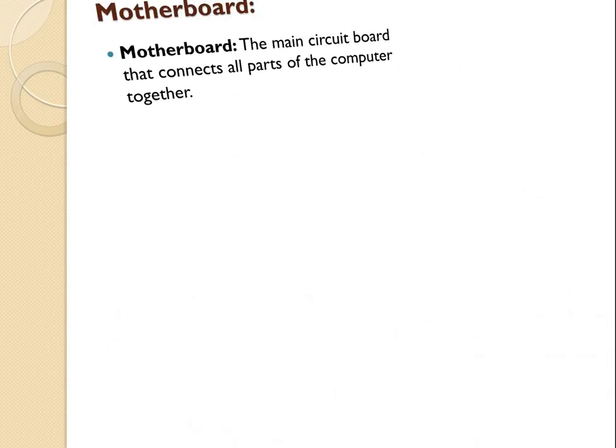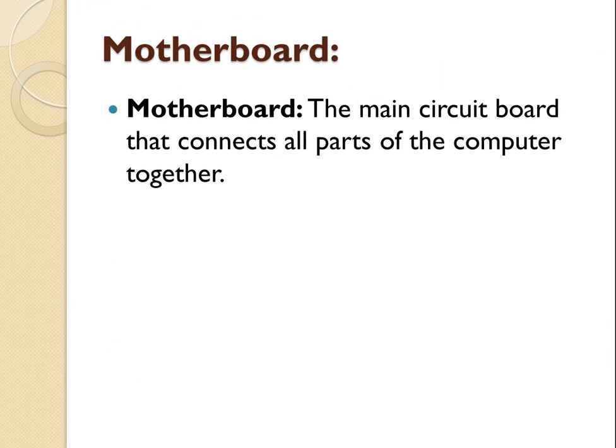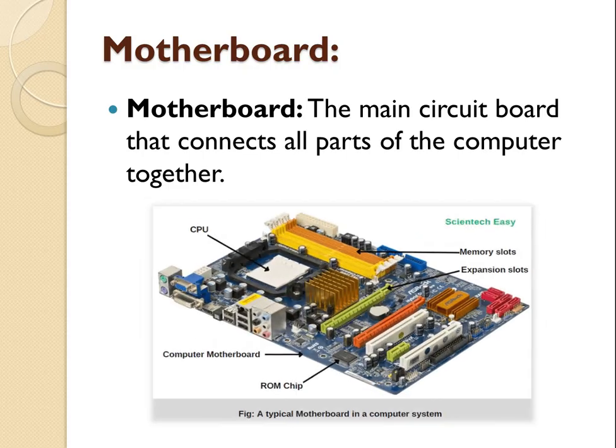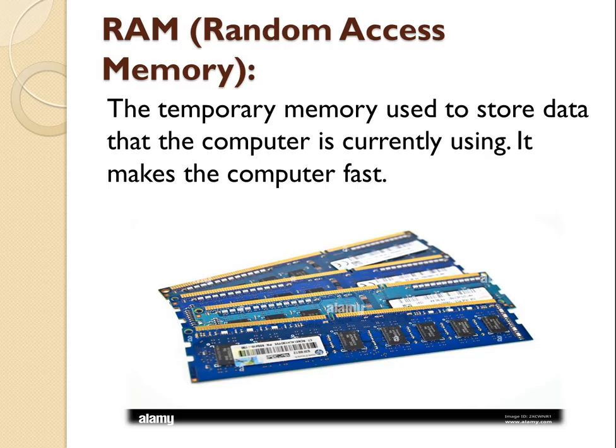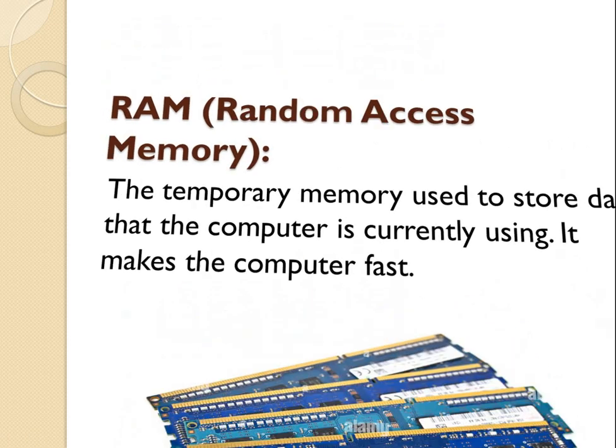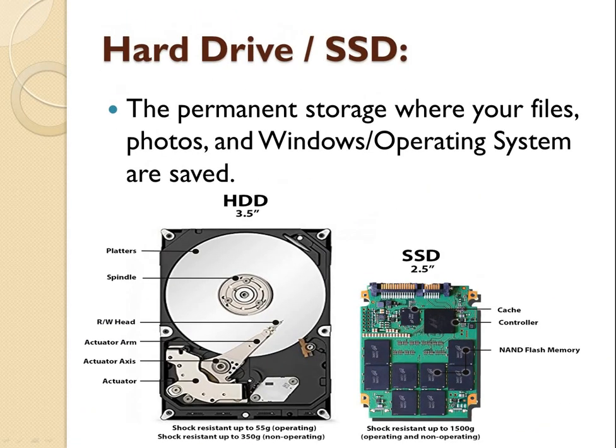Motherboard, the main circuit board that connects all parts of the computer together. RAM, random access memory, the temporary memory used to store data that the computer is currently using. It makes the computer fast. Hard drive/SSD, the permanent storage where your files, photos, and Windows/operating system are saved.